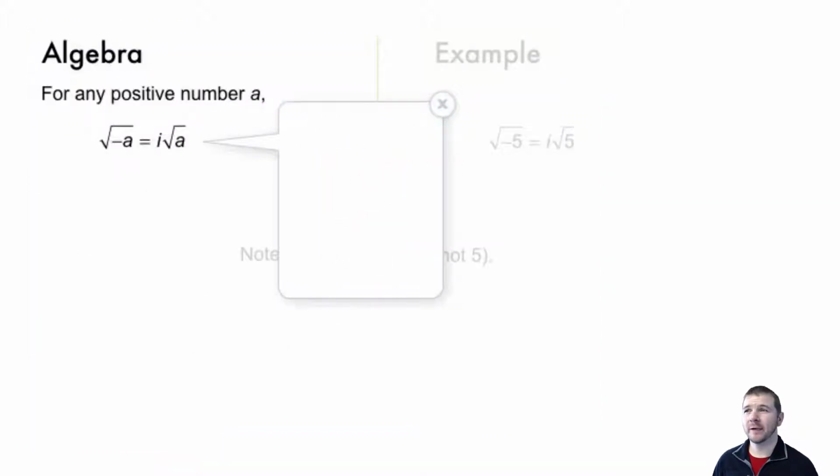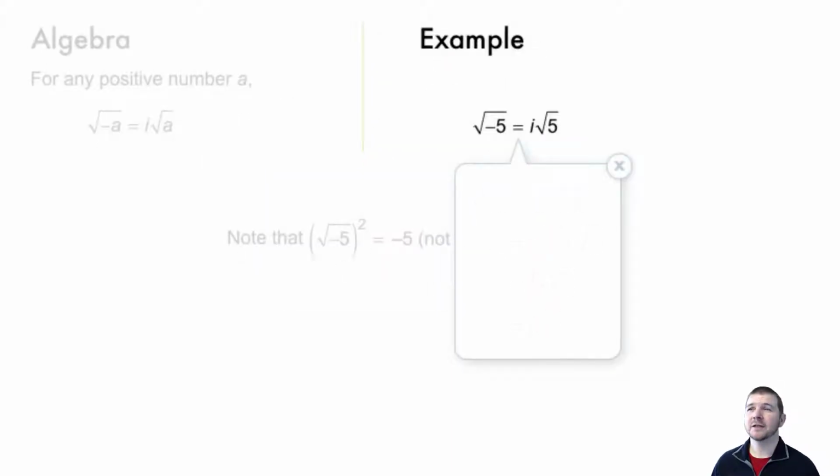In terms of algebra, we can state for any positive number a, the square root of -a equals i, the imaginary unit, times the square root of a. Note the information in the callout. The square root of -a can be rewritten as the square root of -1 times a, which can be rewritten as the square root of -1 times the square root of a. The square root of -1 is the imaginary unit, so it can be replaced with i, and this all simplifies to i times the square root of a.